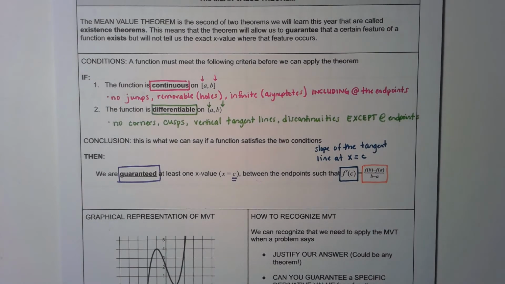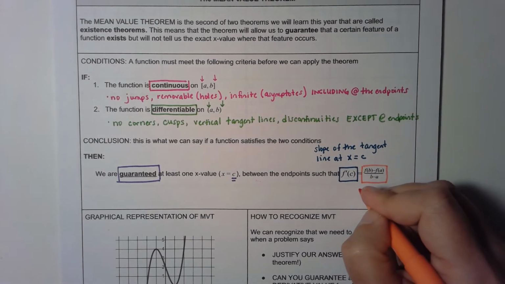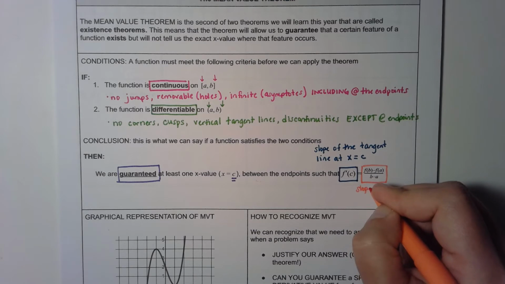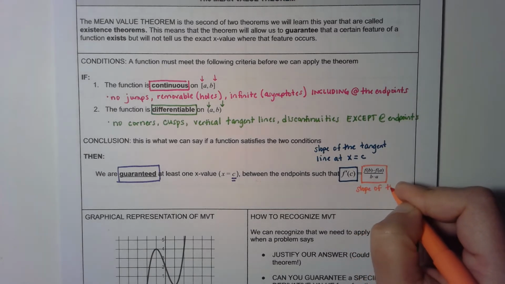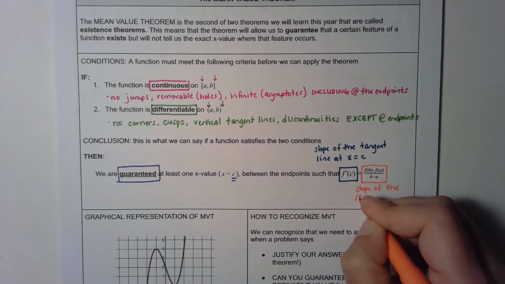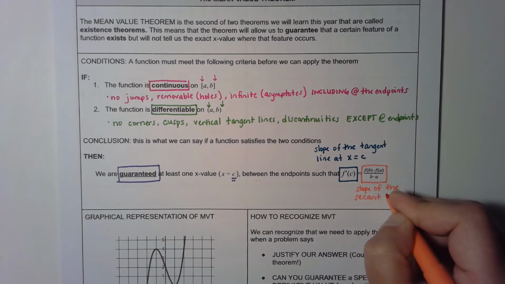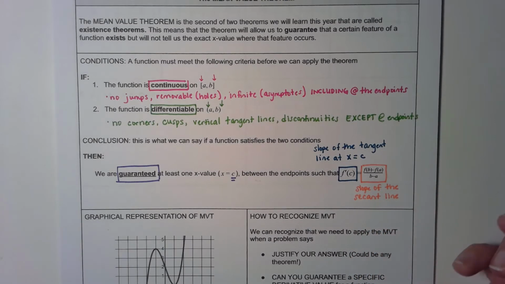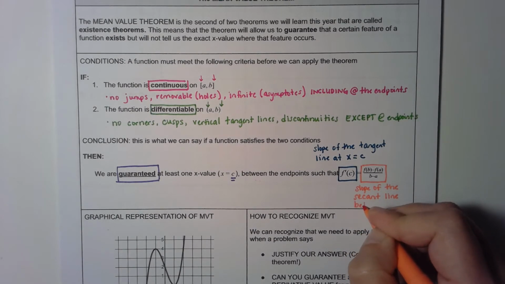must be the same slope as f of b minus f of a over b minus a, which is what we call the average rate of change, or in other words, the slope of the secant line between the endpoints.